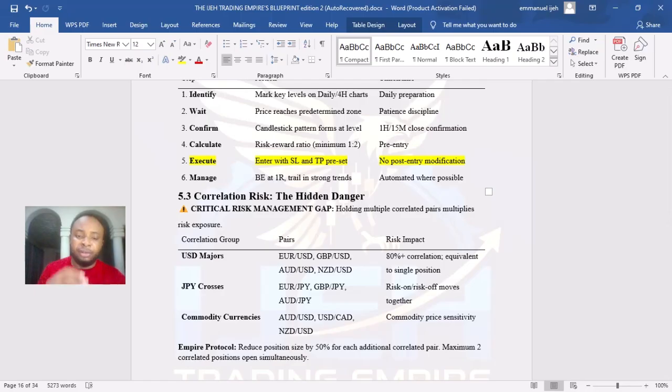EURUSD, GBPUSD, AUDUSD, NZDUSD, CADUSD. All these currency pairs I've been mentioning are paired with the dollar. So then I'll give you a live example.